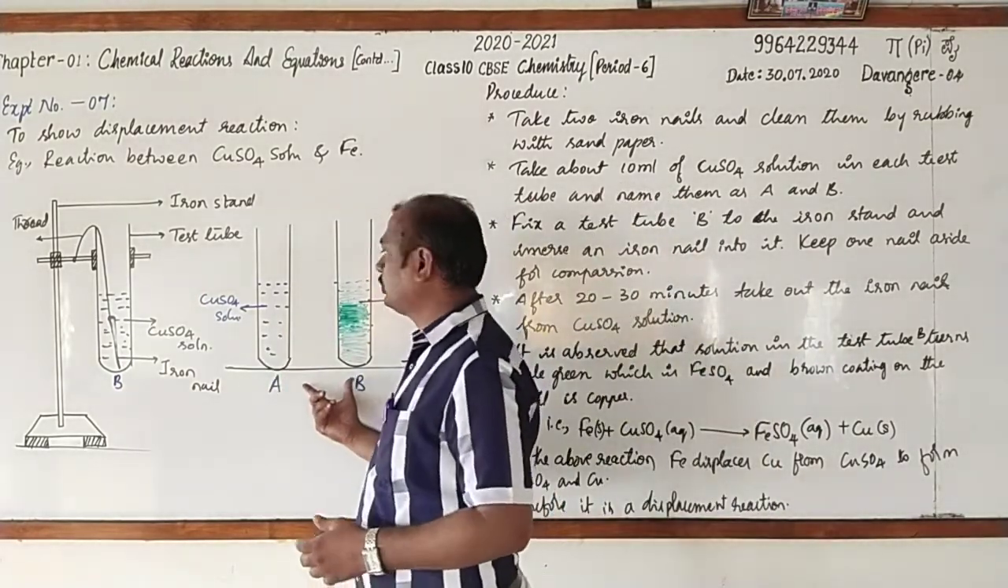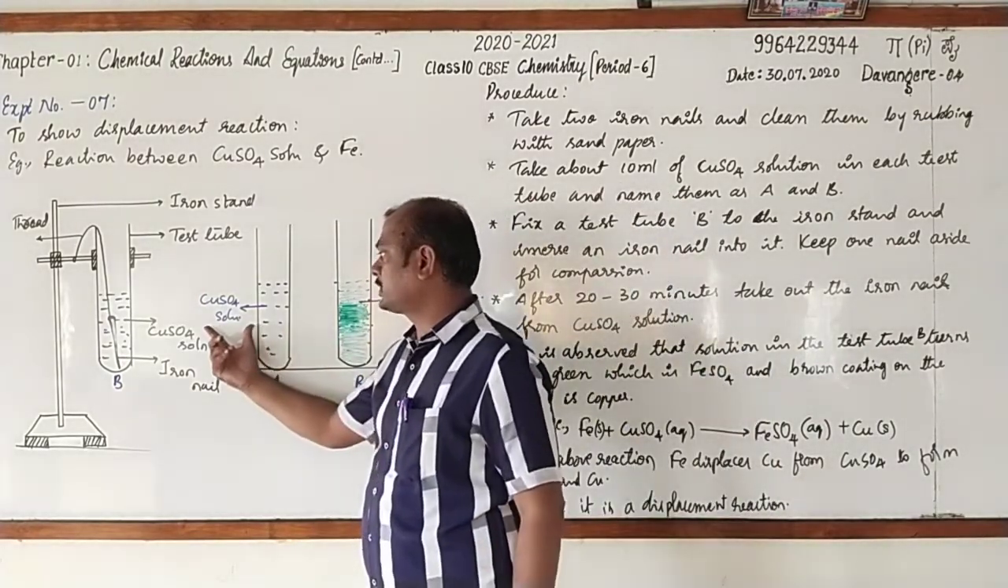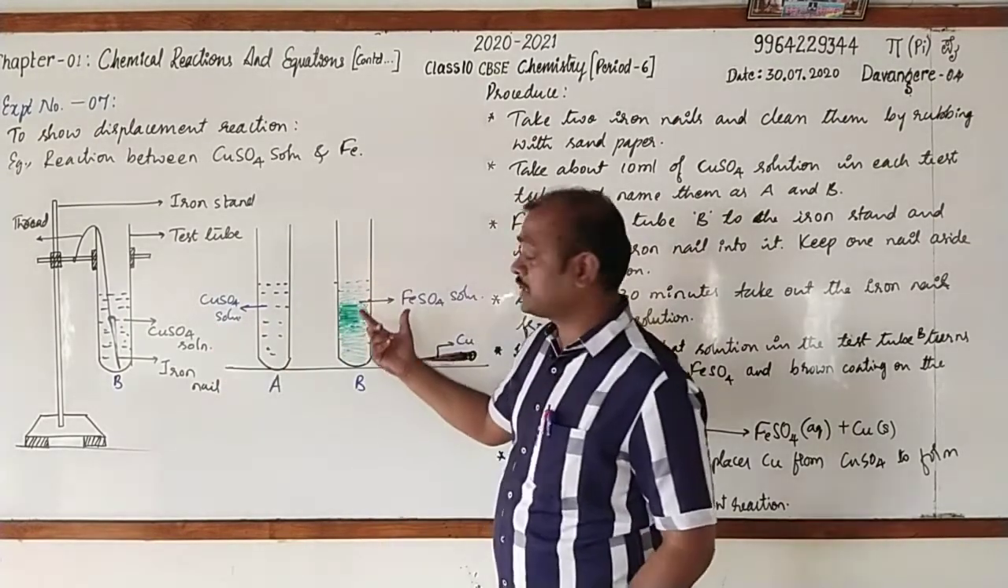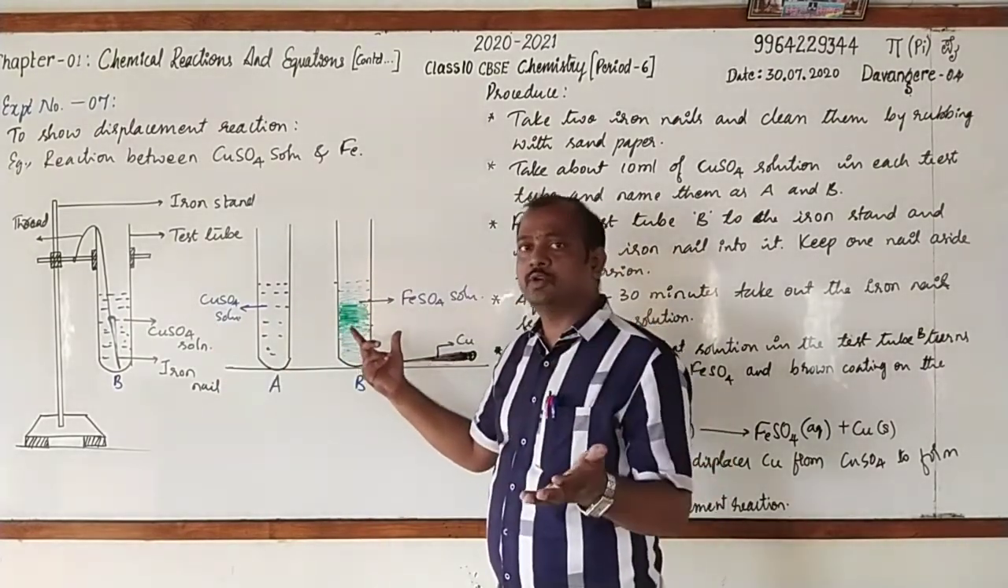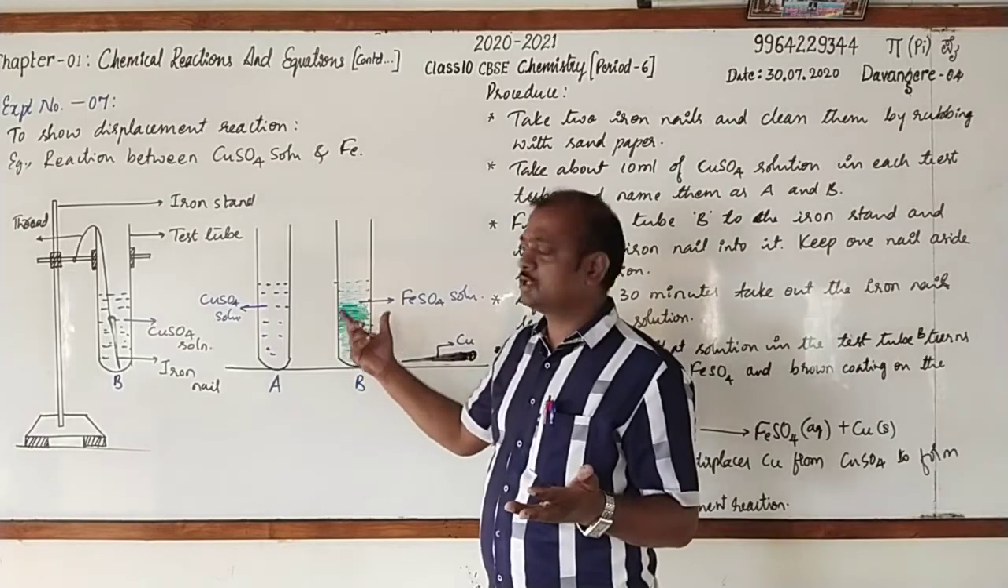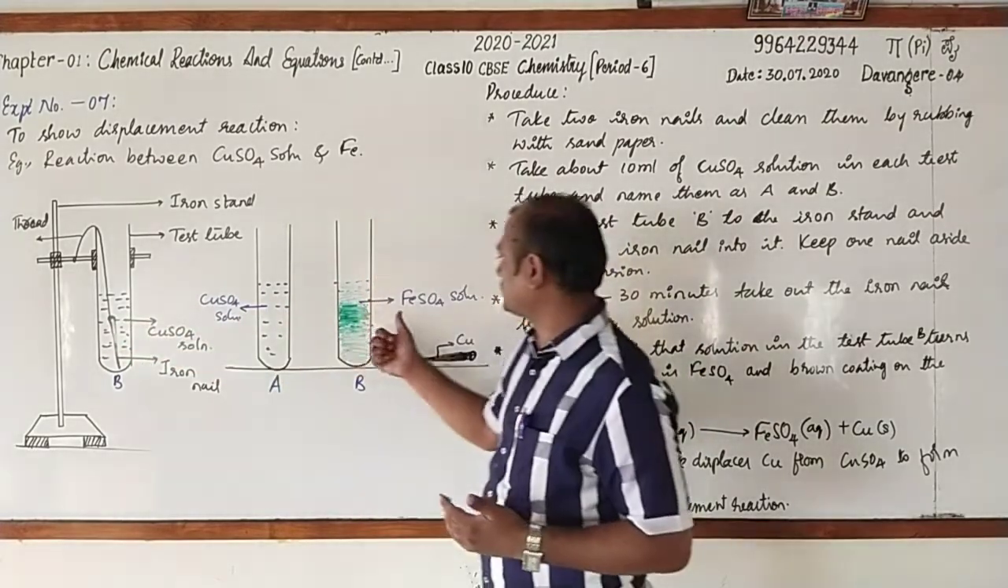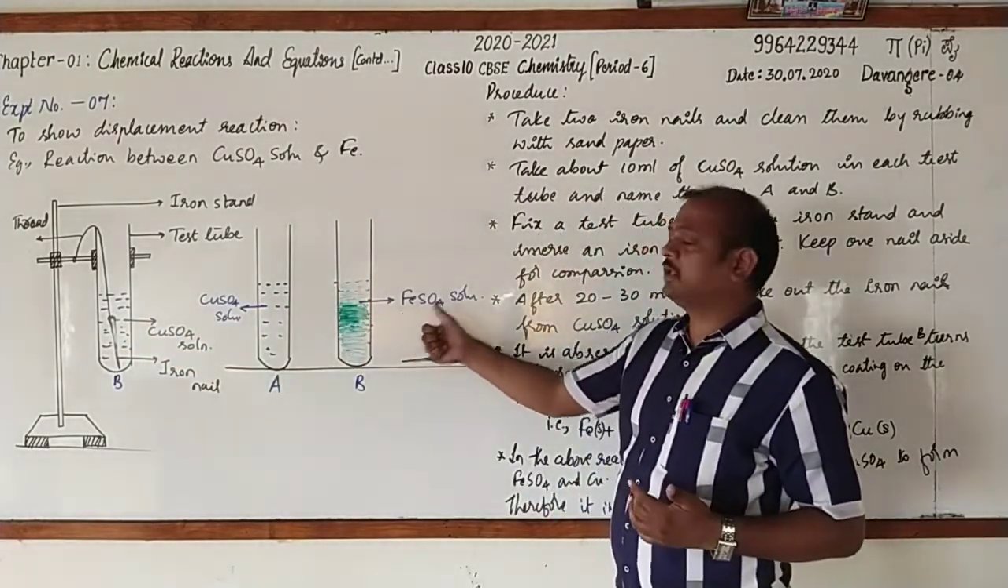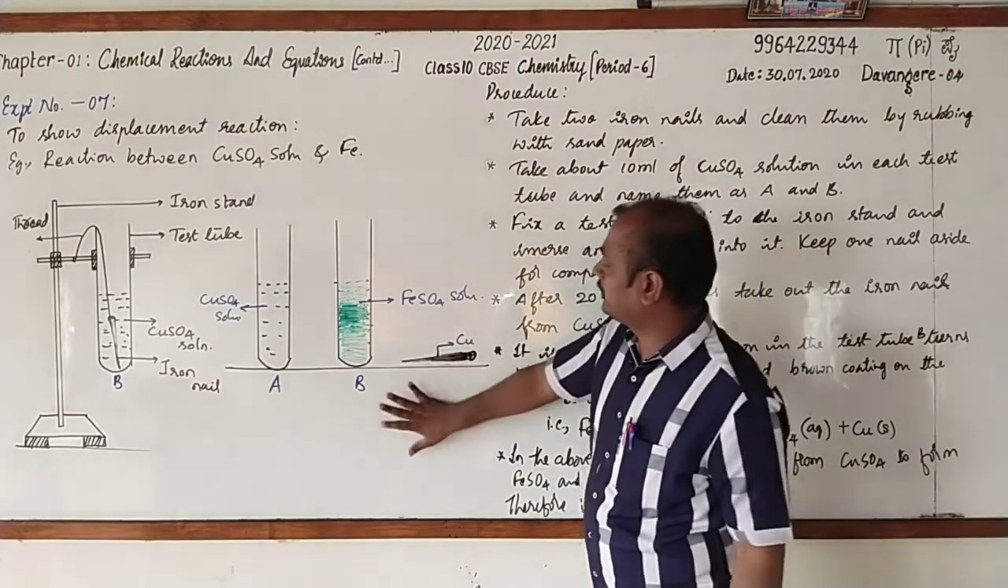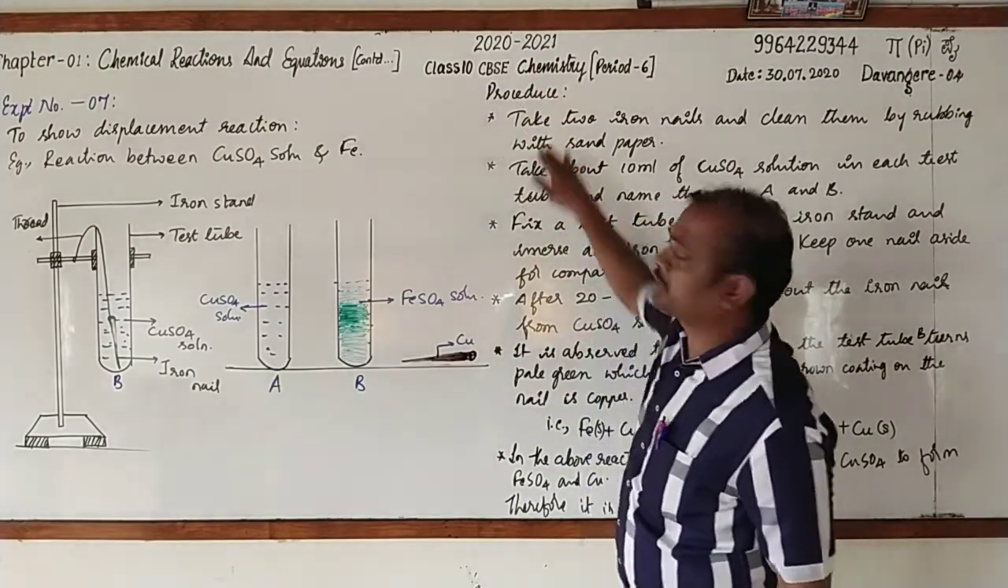Next, here two test tubes. In the first one, copper sulfate solution. In the second one, there also we had taken copper sulfate solution, but after the chemical reaction it has turned to pale green color, FeSO4. Okay, after writing up to here, then procedure.